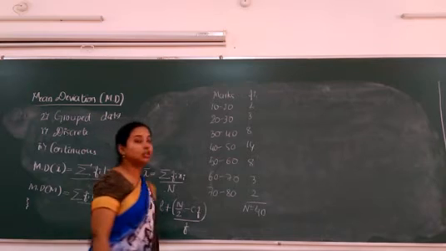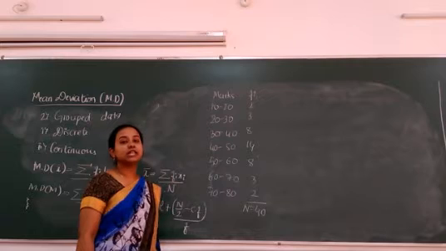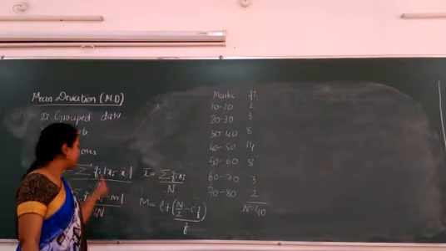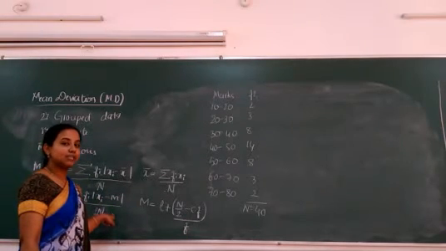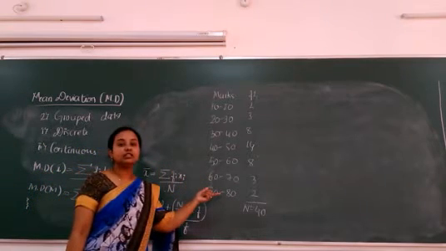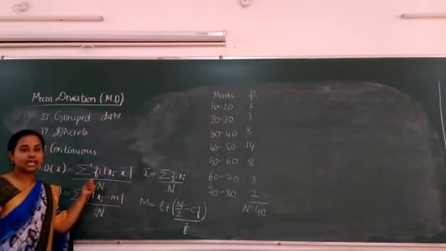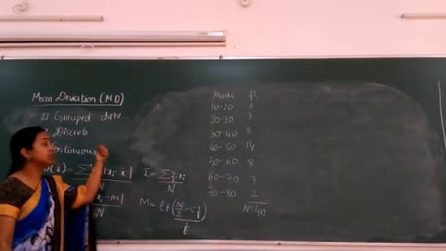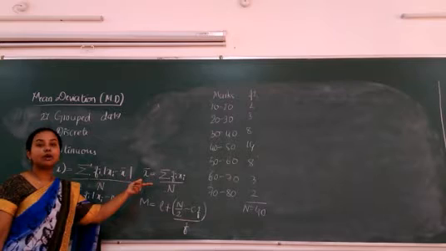As I have already made clear, whether it is discrete or continuous, the main formula for finding the mean deviation remains the same. So if the formula remains the same, what will be the change in the solving process? Let us understand. What does our formula say? For example, let us consider this class interval or continuous data. You have to calculate the mean deviation about mean.